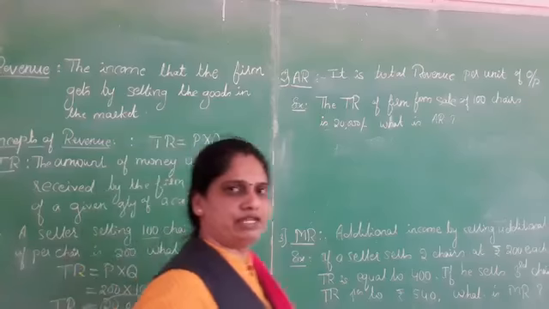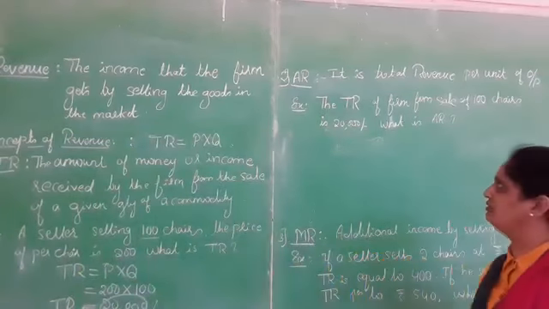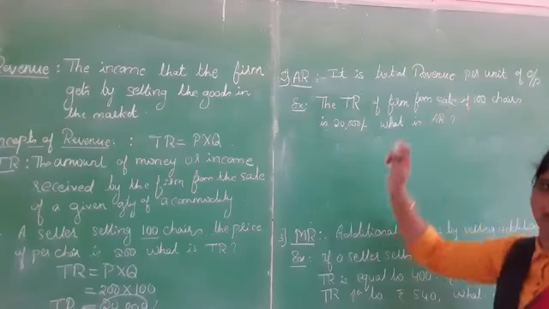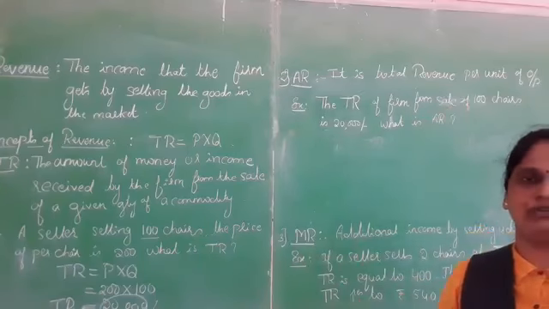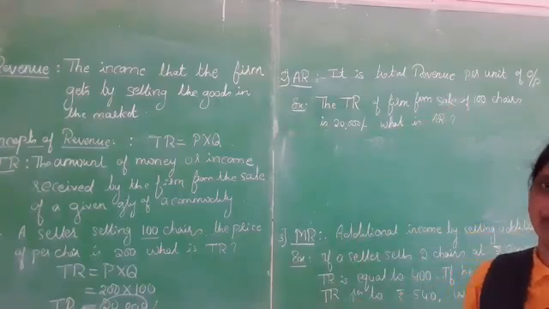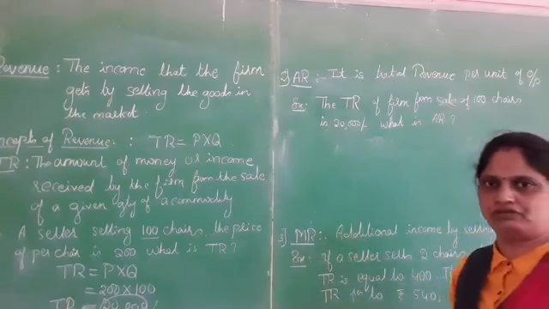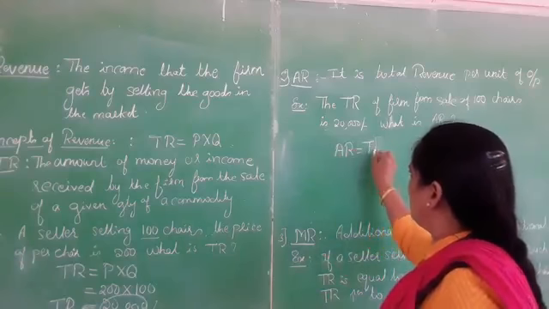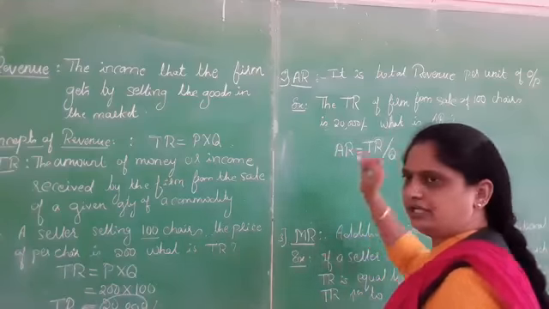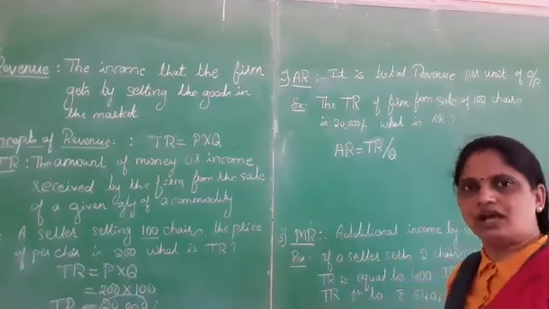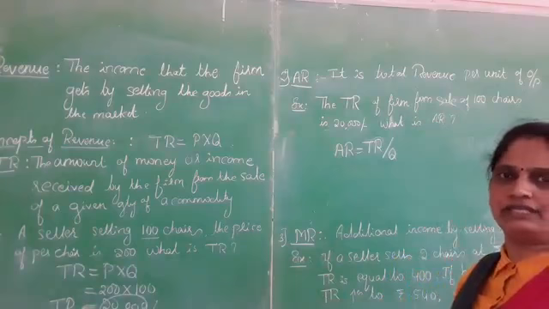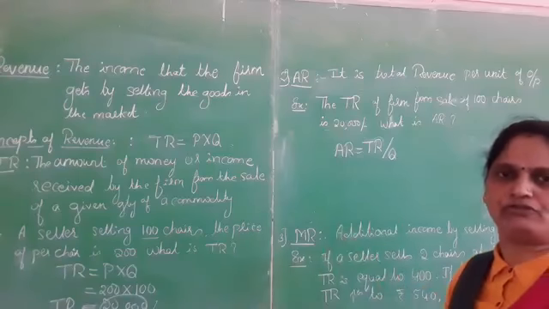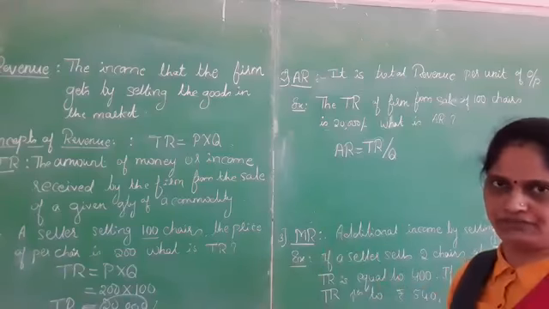Next one is average revenue. What is average revenue? Average revenue is the total revenue per unit of output. How to calculate average revenue? Average revenue is equal to TR, total revenue, by Q, where Q is output. AR is the total revenue per unit of output, that is, we find the revenue of each unit.